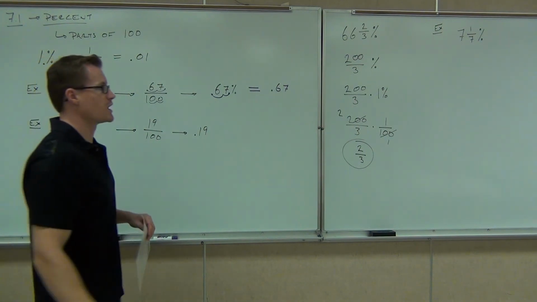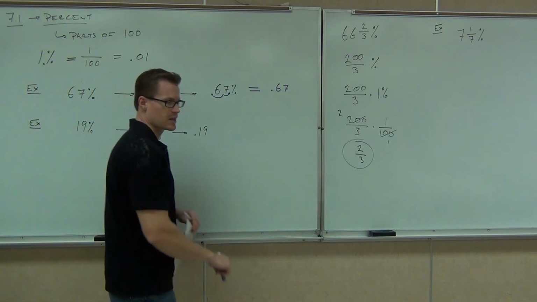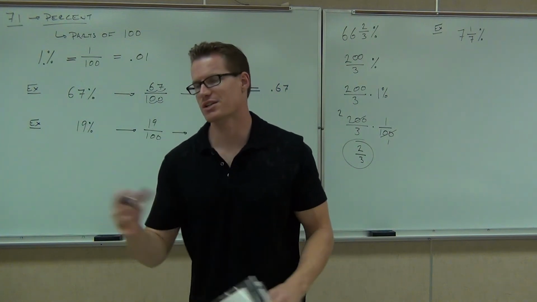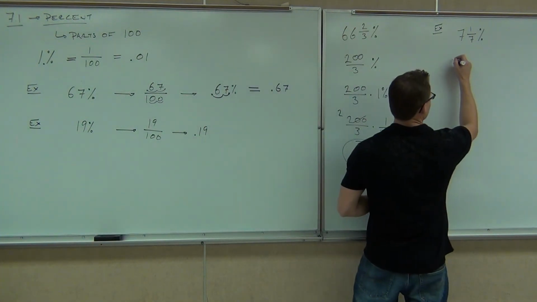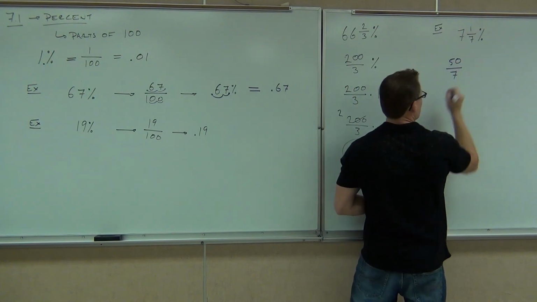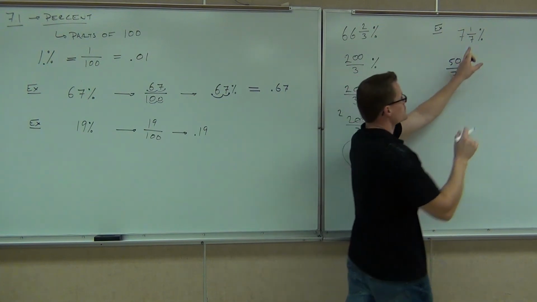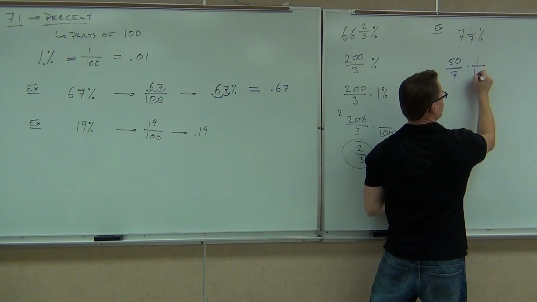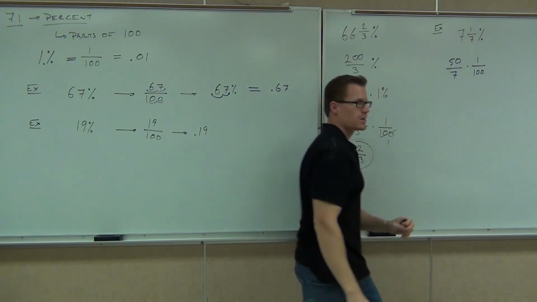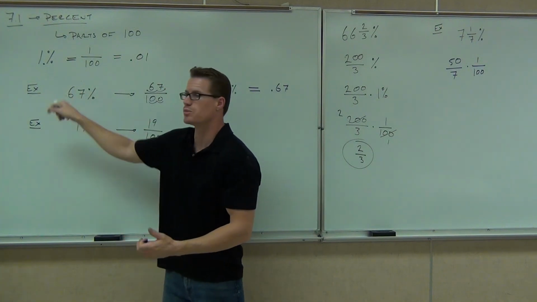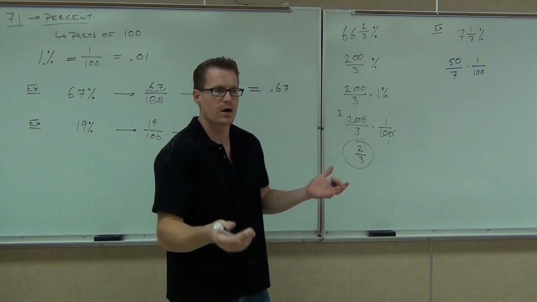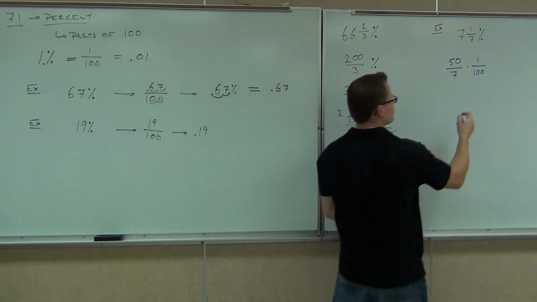See how this thing works out. So we have 7 1/7%. Of course, we got a mixed number. We're going to change it to an improper fraction. It's usually what we do with our mixed numbers. So we get 50 over 7. And we know that percent, that percent right there, actually means 1 over 100. Every time you see a percent, that's what it means. That's how we move a decimal. It means 0.01 or 1 over 100. That's how it works. We simplify.